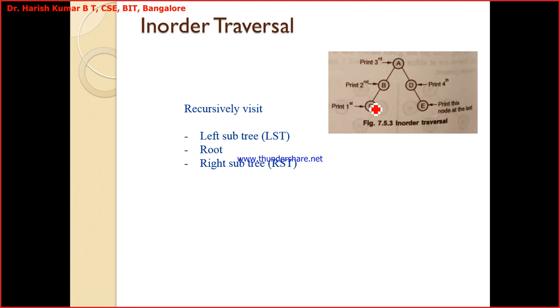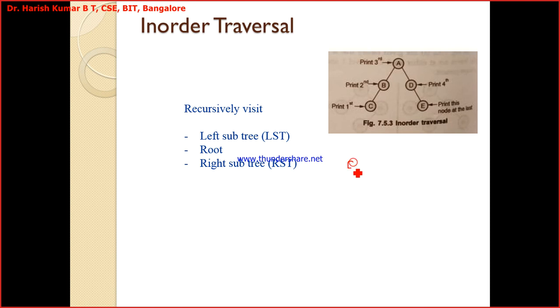Next, for this C, since there is no left subtree and no right subtree, this itself is the root node. So the root is printed. Next, I have to traverse the right subtree. There is no right subtree for C. Now I move back, and this is the root node of C, so B gets printed. Next, I look for the right subtree of B. There is no right subtree for B, only a left subtree. I print B, and then I travel up. This is the root node of B, and root gets printed, A gets printed.